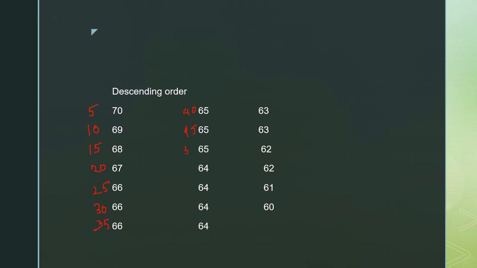So this value is for 50%. Next, this value is for 55% value. This value is for 60%. Next, this value is for 65%. Next, this value is for 70%. Next, this value is for 75%. Next, this is for 80%. Next, this is for 85% value. This is 90% value. Then this value is for 95% value, and this is for 100% value, right?